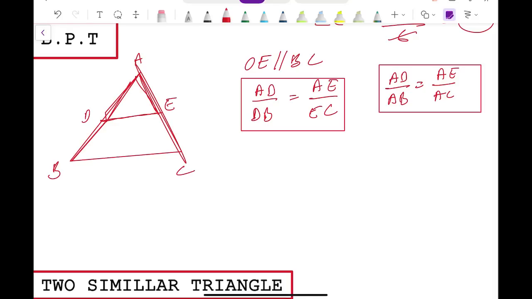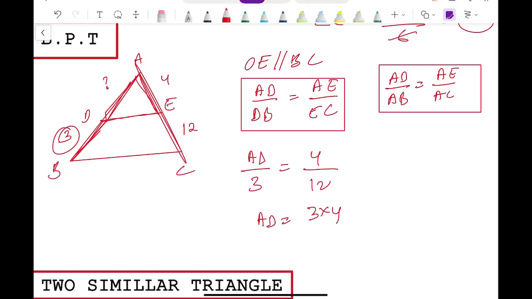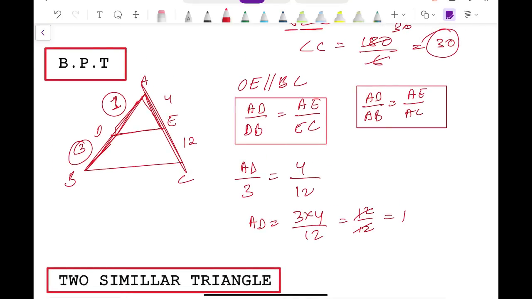So I'll take an example here. Let's say you need to find this one, and this one is given as 3, and this one is given as 4, and this one is given as 12. I'll just use this one. So what is it? AD is how much? AD we don't know. So I'll just write AD divided by, what is DB? DB here is given as 3, equal to, what is AE? AE here is 4. What is EC? EC here is 12. So AD is nothing but, if I transfer this one, 3 into 4 divided by 12. 3 4s are 12 divided by 12, which is nothing but 1. So AD value is nothing but 1. So that's how we apply the basic proportionality theorem.